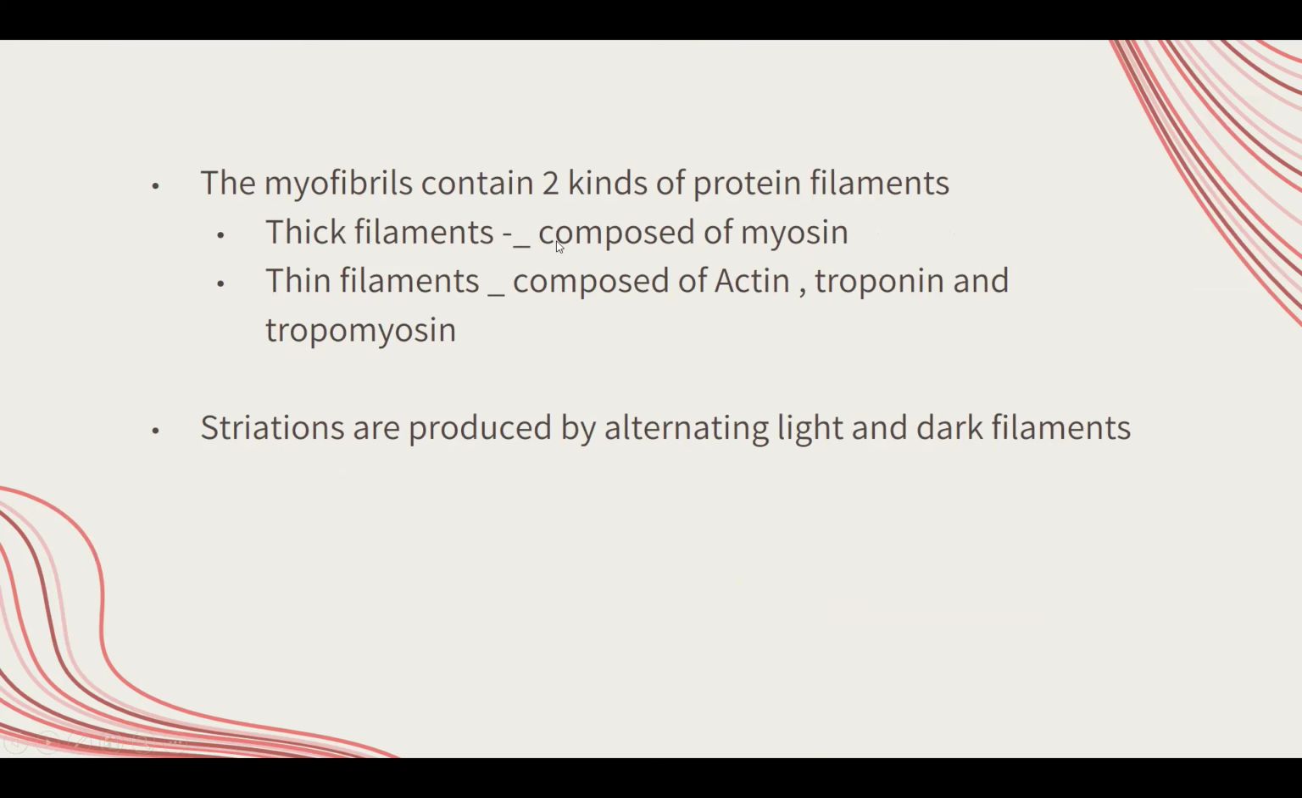So it contains two types of protein filament: thick filaments and thin filaments. Thick filaments are composed of myosin, and the thin filaments are usually composed of actin, troponin, and tropomyosin. And the striations we saw in cardiac and skeletal muscle are produced by the alternating light and dark filaments.